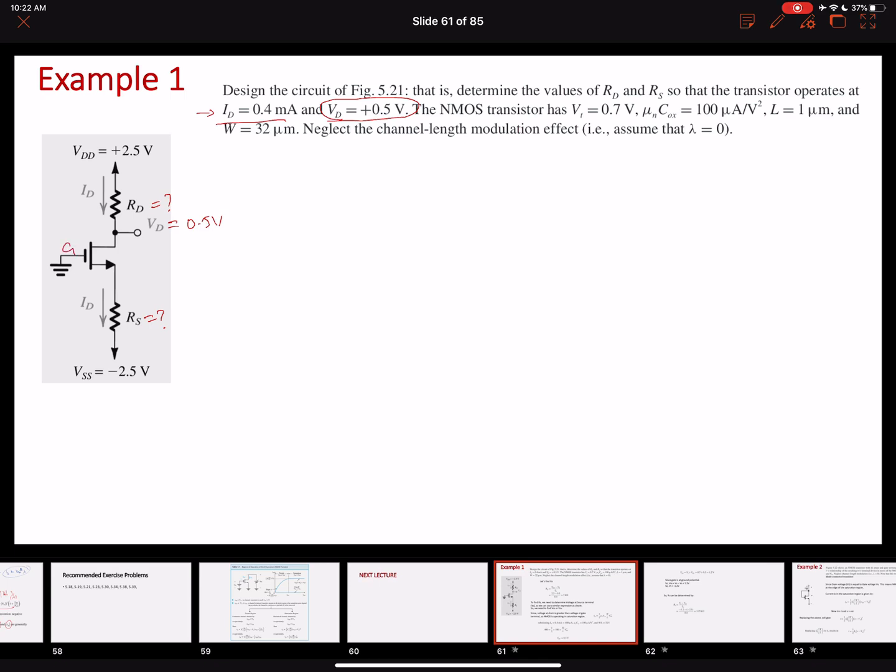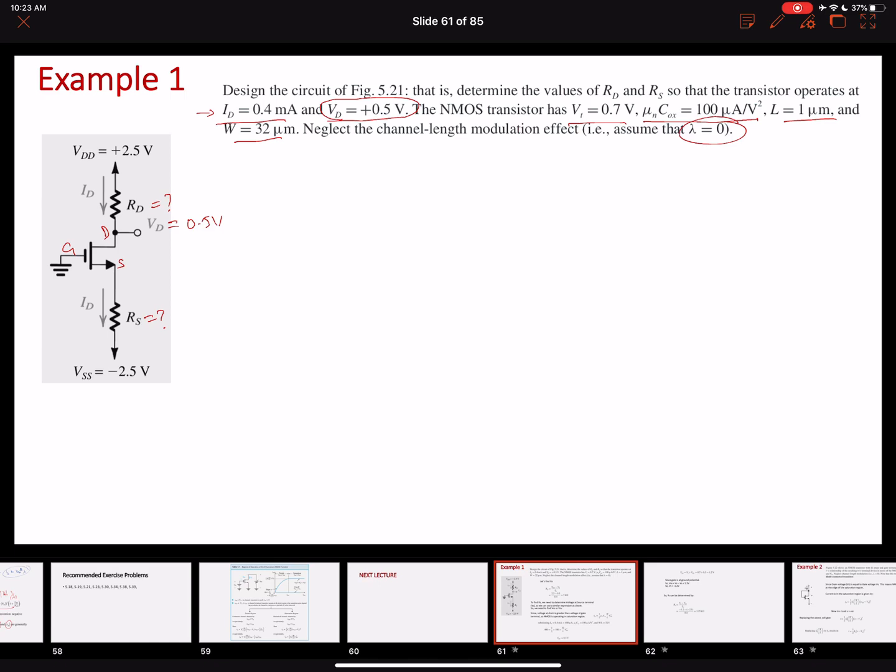So this is the gate terminal. The arrow terminal is always the source terminal, and the other terminal is the drain terminal. The threshold voltage is 0.7. The process transconductance parameter is 100 microamperes per volt squared, with the length and width of the channel given. We can assume no channel length modulation effect for this example. Okay, so let's find out the values of RD and RS.